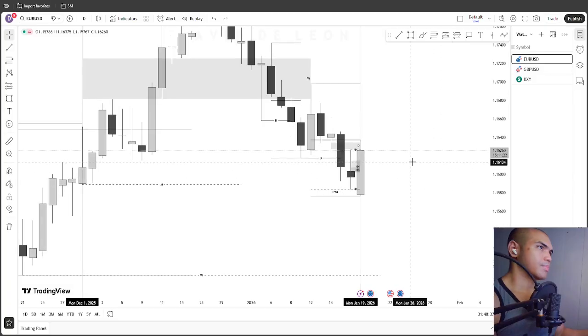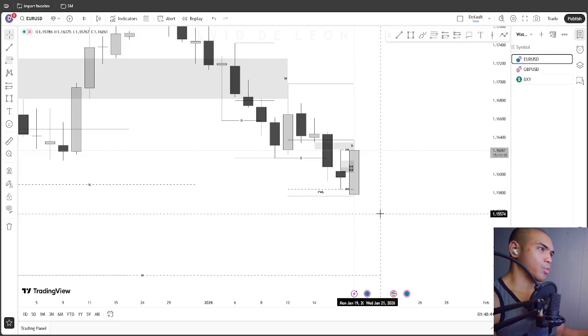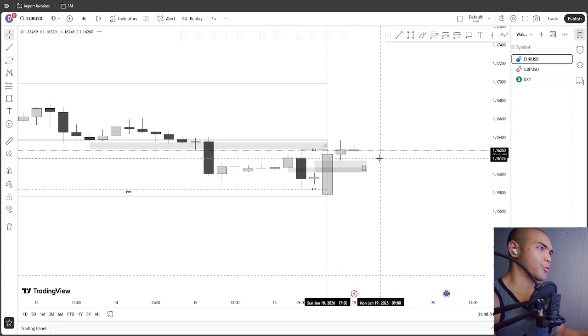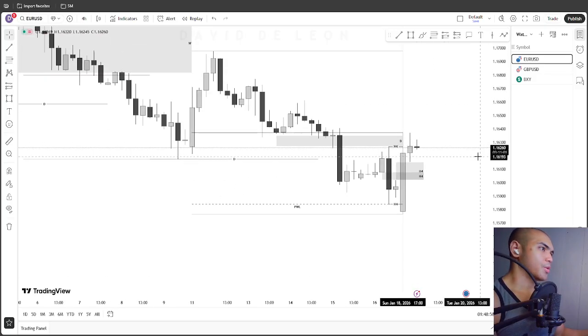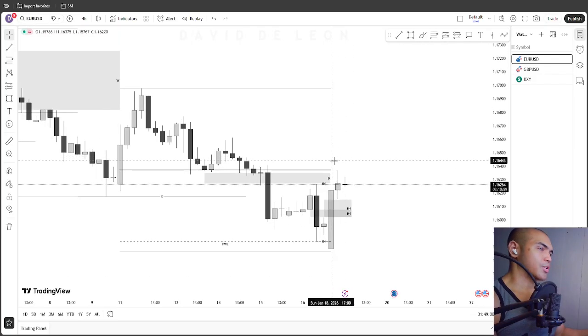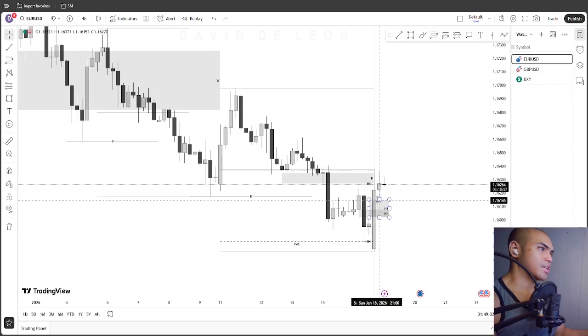So today's bank holiday is a good day to stay away from the chart and let the price do its thing first. And let's see if this H4 bullish market structure is just a retracement, or the beginning of the shift of the bullishness for the Euro USD.